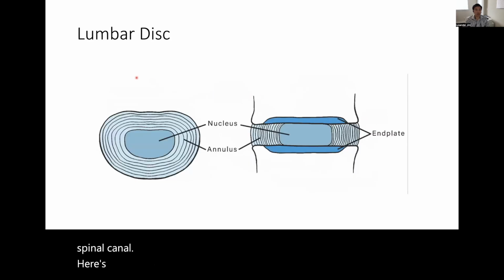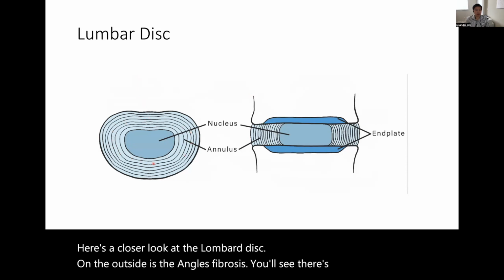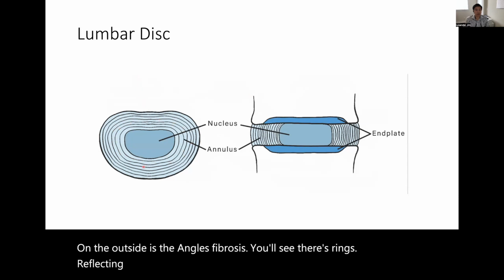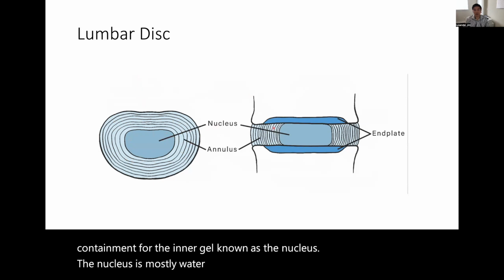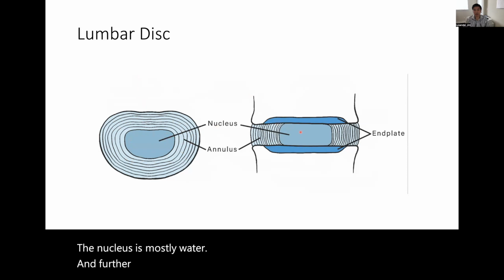Here's a closer look at the lumbar disc. On the outside is the annulus fibrosus. You'll see there's rings reflecting the multiple layers of this fabric-like material. It forms the containment for the inner gel known as the nucleus. The nucleus is mostly water, and further containing the nucleus in the side view are the end plates, which cap it off. Here's the top end plate, and here's the bottom end plate.